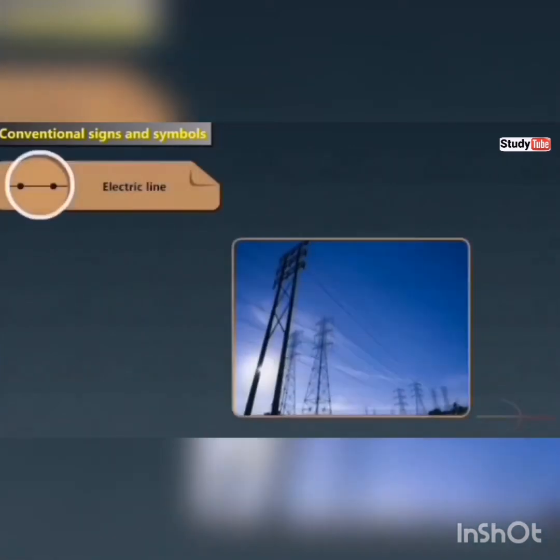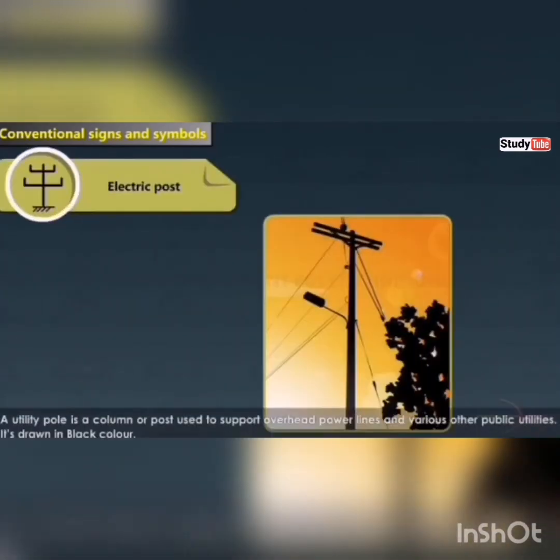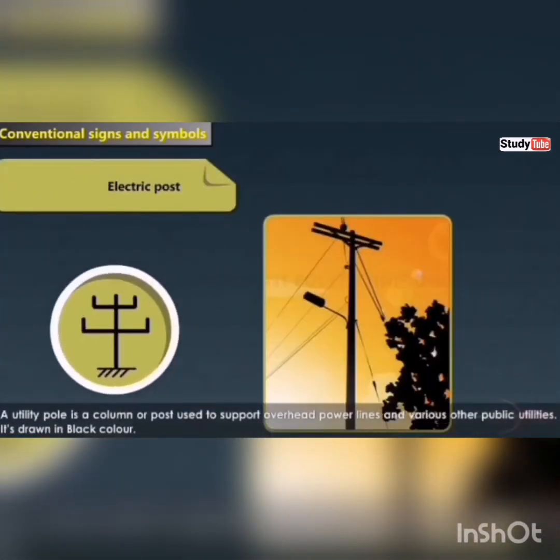Electric line. Electric lines are commonly used to carry power from local substations to customers. It's drawn in black color. Electric post. A utility pole is a column or post used to support overhead power lines and various other public utilities. It's drawn in black color.